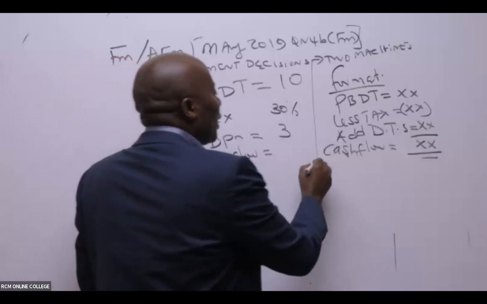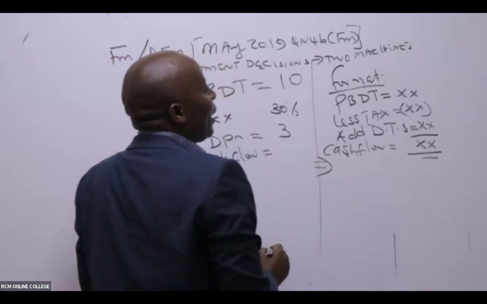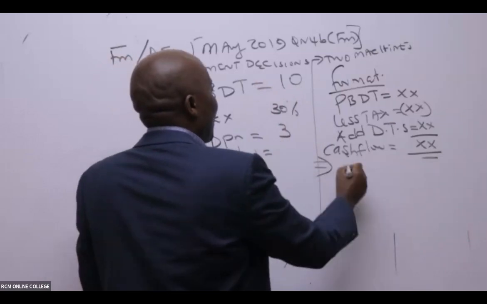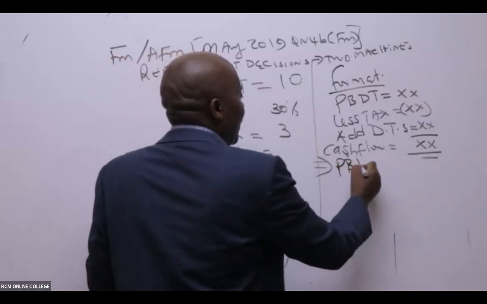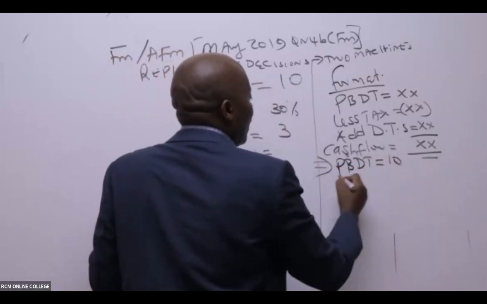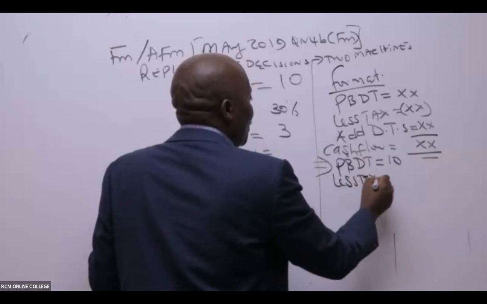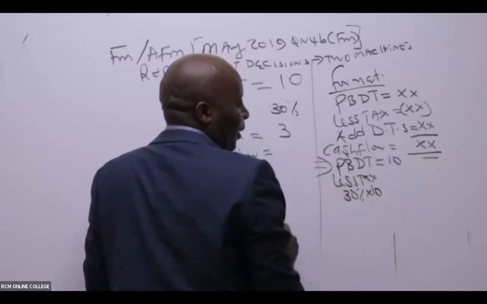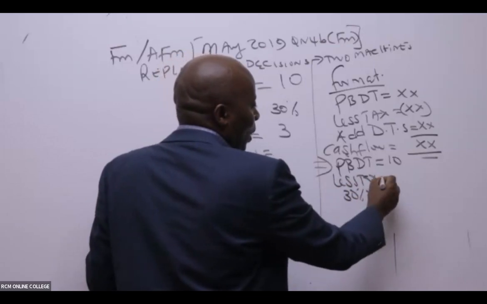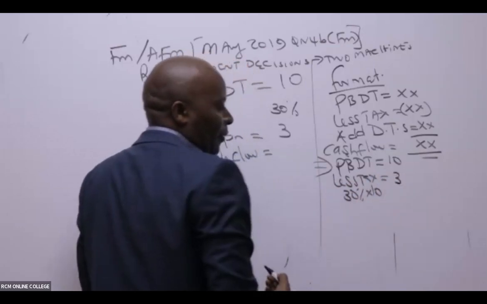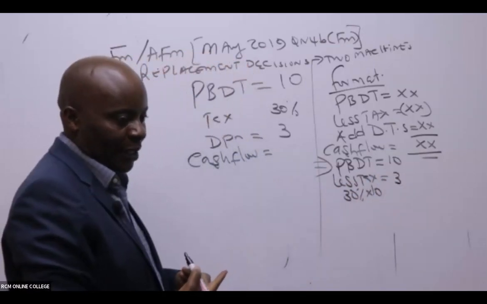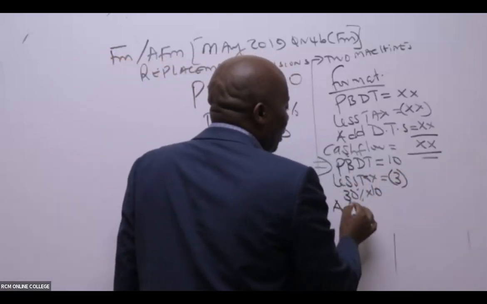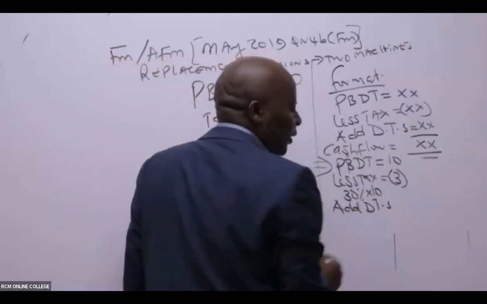So in this particular question, our profit before depreciation and tax, PBDT, has been given as 10. Then we less tax. What is our tax? It is 30% of the profit, 10. So 30% of 10 gives me 3, isn't it? And then I'll deduct that and add the depreciation tax shield.